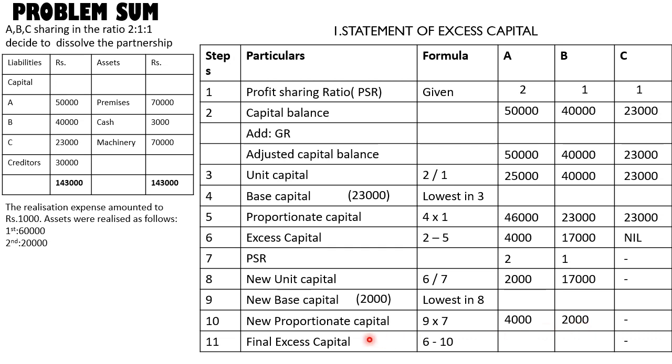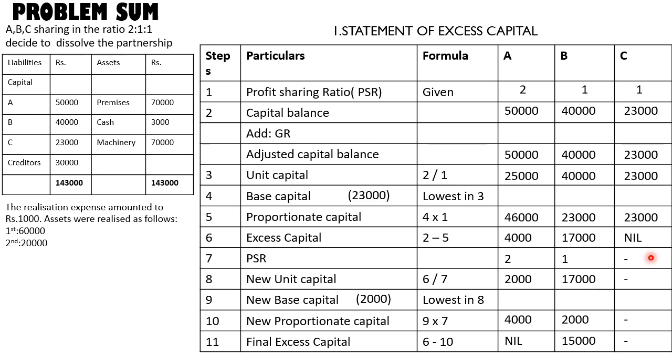Final step, that is step number 11, the final excess capital, is step number 6 minus step number 10. So 4,000 minus 4,000 is nil and 17,000 minus 2,000 is 15,000. So with this, we have completed the statement of excess capital.